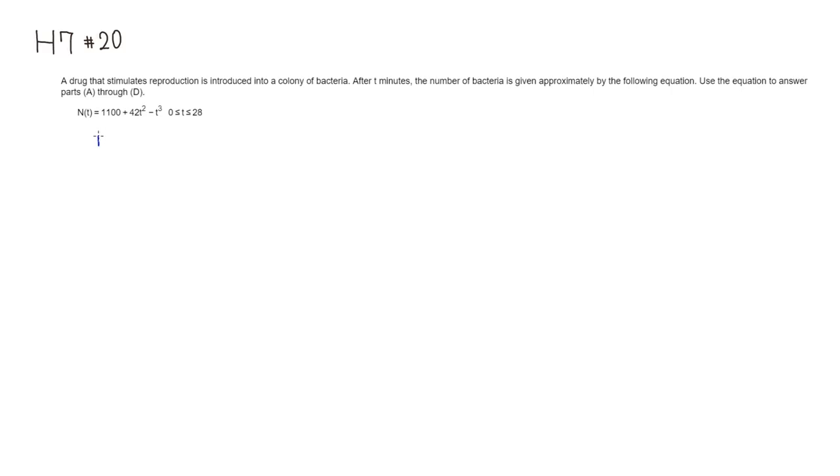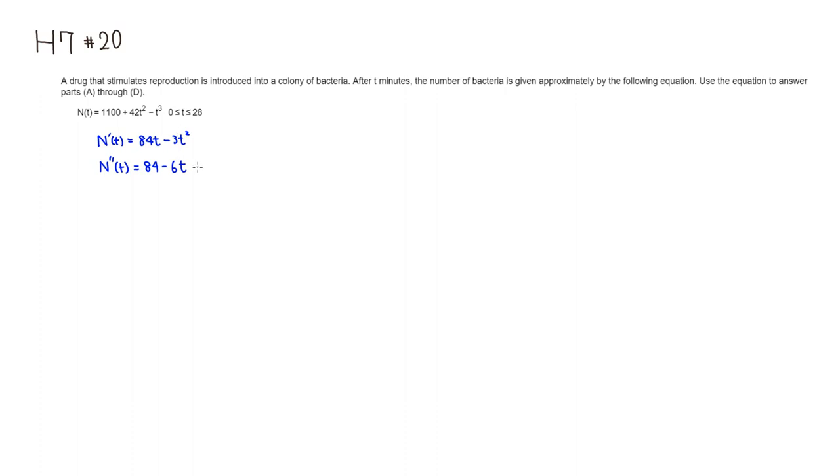First derivative: N prime of t. The derivative of 1100 is going to be 0. The derivative of the next term is multiplied by 2, so 42 times 2 is 84t, minus 3t squared. So that's the first derivative. Then we have to look at its derivative. So N double prime of t is going to be 84 minus 6t.